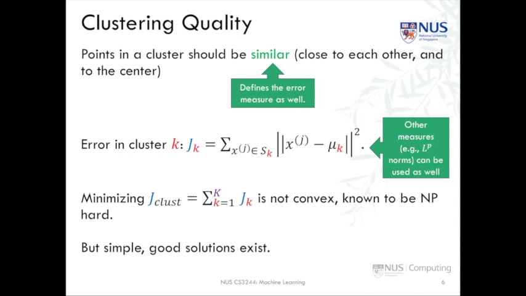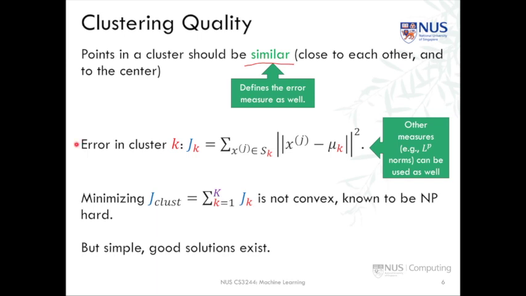When we come up with an idea of the clustering algorithm, it's important to have an objective function, like a cost function. So we're going to measure the clustering quality by using this informal definition, that points in the cluster should be similar or close to each other and to the center. This is going to define our error or cost metric as well.